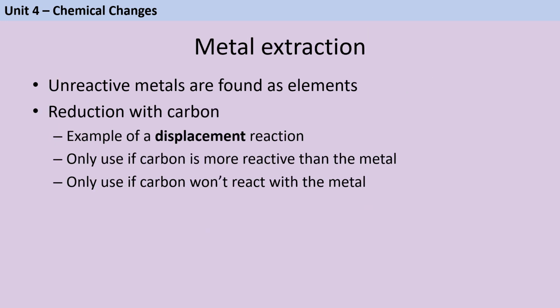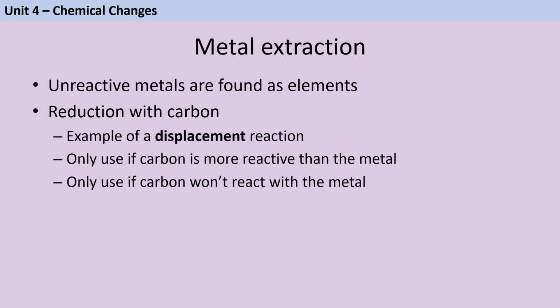We mentioned that unreactive metals, which you might think of as jewellery metals like gold or silver or platinum, are found uncombined in the Earth's crust as elements. Think about the California gold rush, where people could literally reach into rivers and find nuggets of gold. They weren't in compounds, they weren't in ores.